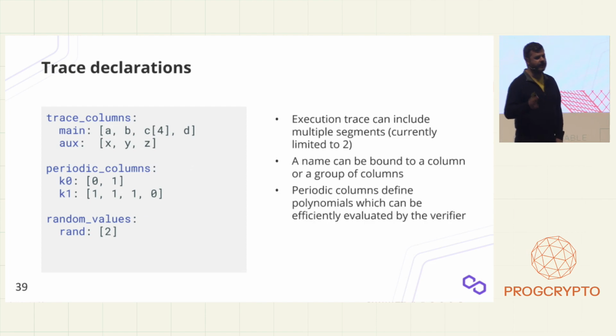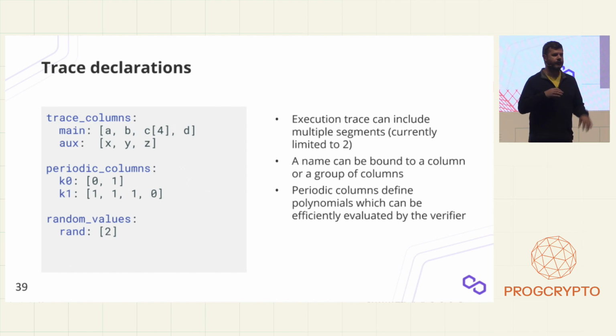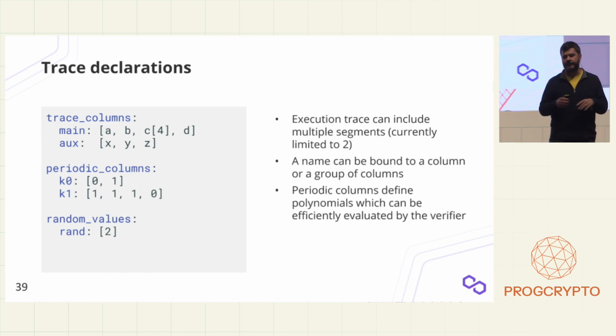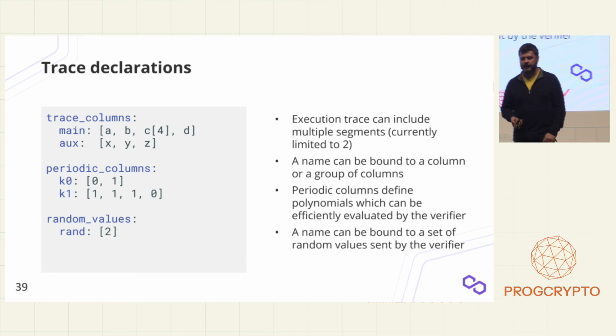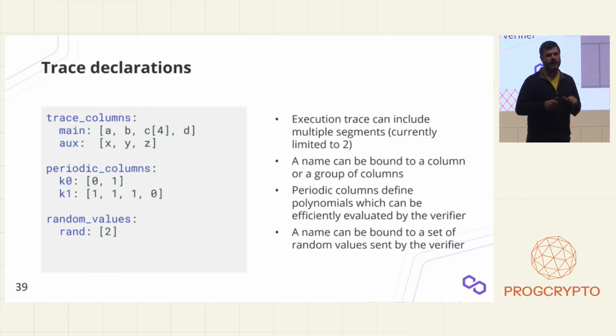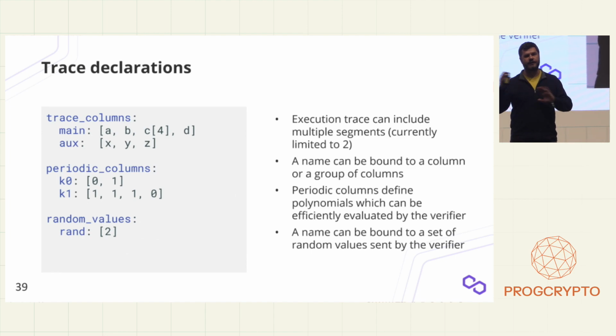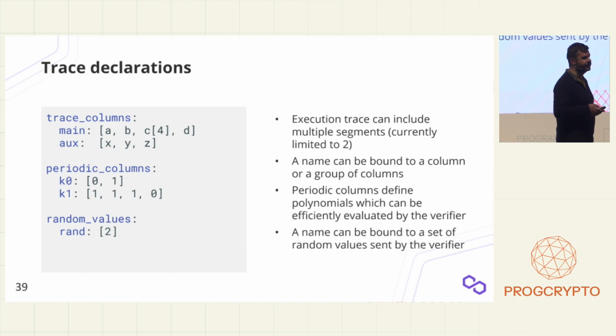You can define periodic columns. These columns are very efficient for the verifier to evaluate. So they're not quite free, but almost free, and they can be used as selector flags in many different situations. You can also have these random values. If you're familiar with how STARKs work, after you commit to the main trace, you generate some randomness, and then you can use this randomness in constraints for the auxiliary trace. That allows us to do non-local constraints, permutation checks, multiset checks, and so on and so forth.